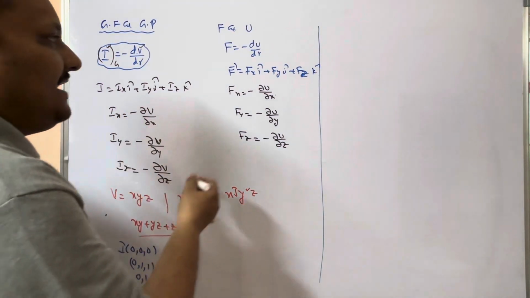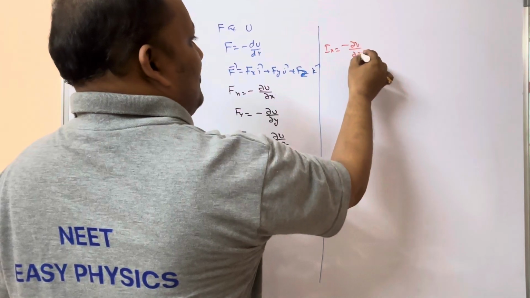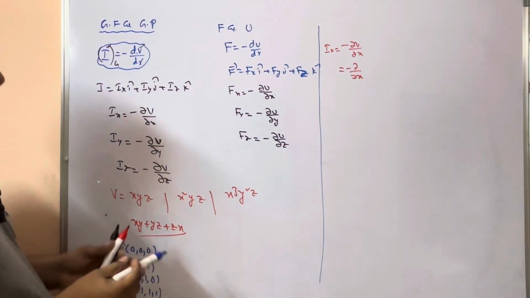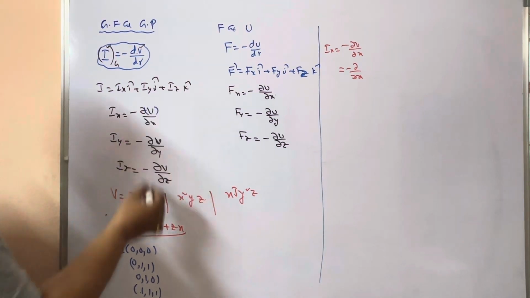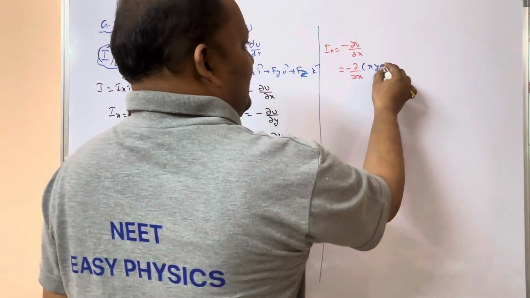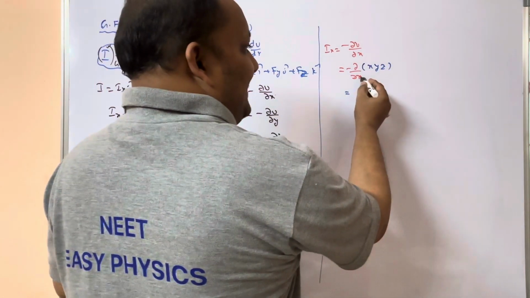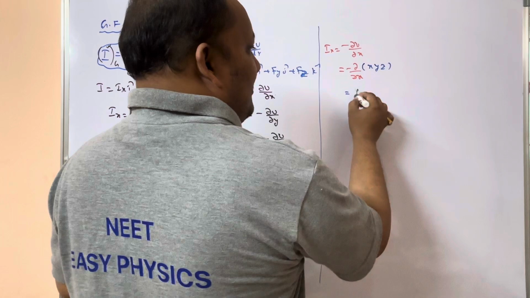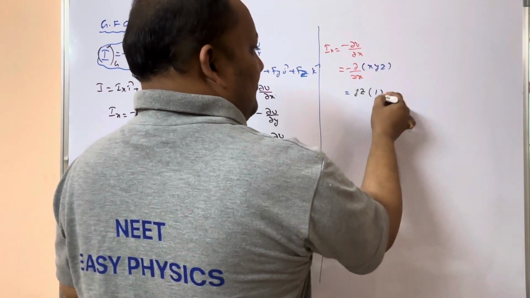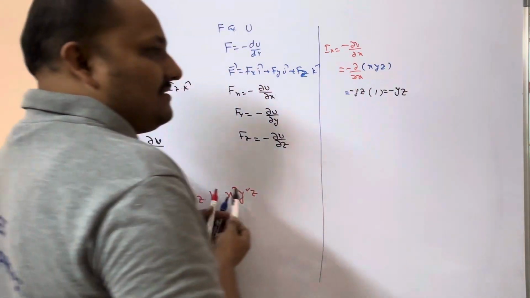First we will see Ix. Ix is equal to minus ∂V by ∂x, minus ∂ by ∂x of V. That is called partial differentiation. What is V here? First I am doing xyz. With respect to x we are differentiating, so y, z remain constant. Derivative of x is 1. Therefore this is going to be minus yz.